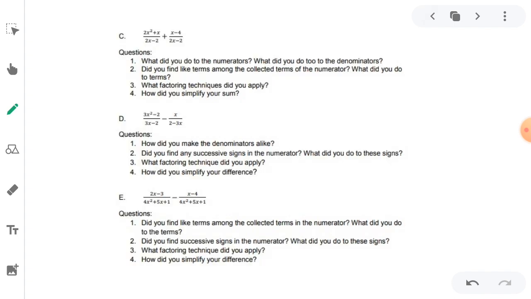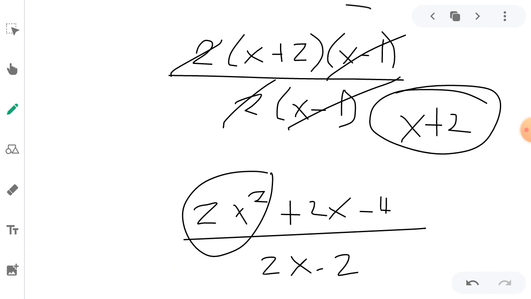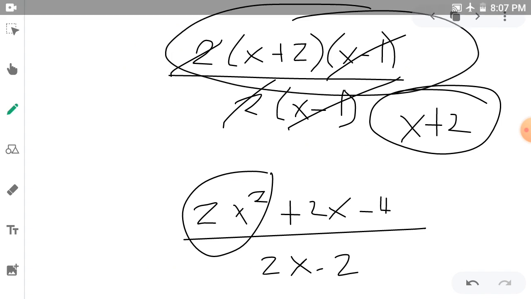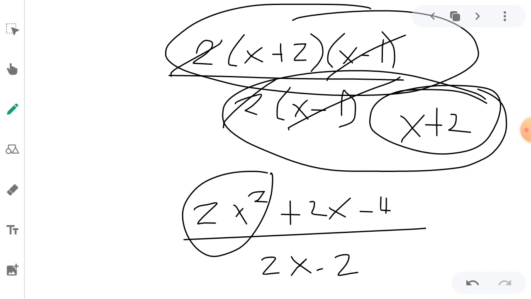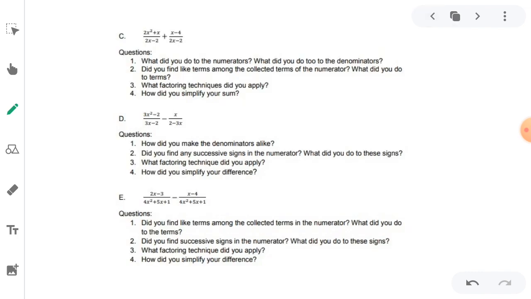Again, question number 1. What did you do to the numerators? We combine them and copy the denominators. Did you find like terms among the collected terms of the numerator? Yes. What did you do to the terms? We combined them. And then number 3, what factoring techniques did you apply? Ginamit natin is factoring trinomial and then factoring greatest common monomial factor. And then number 4, how did you simplify your sum? We reduce it into lowest term and divide out their GCF.